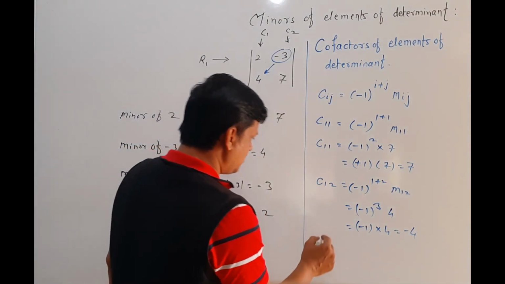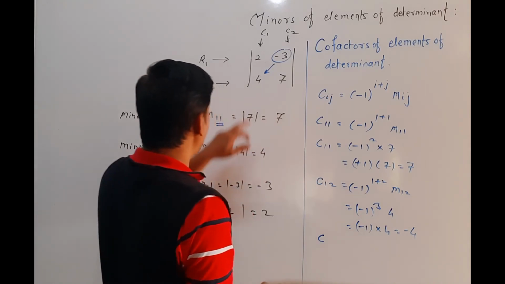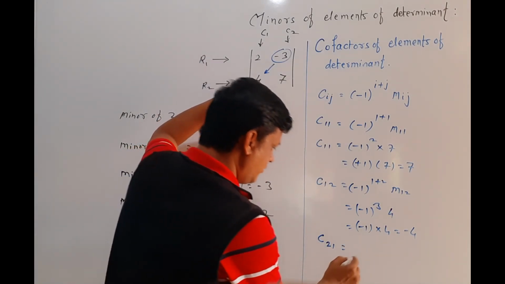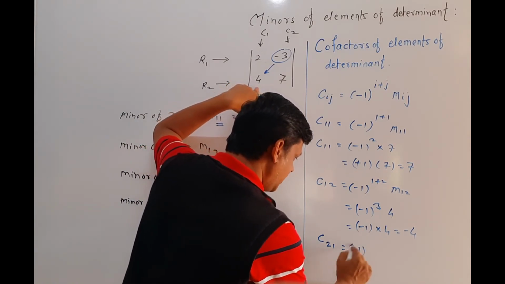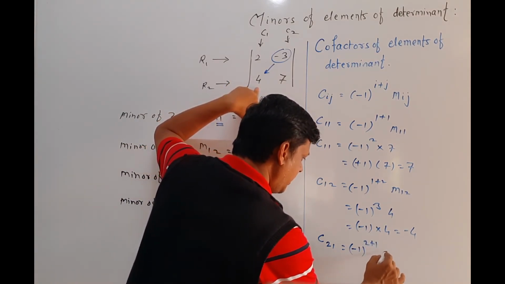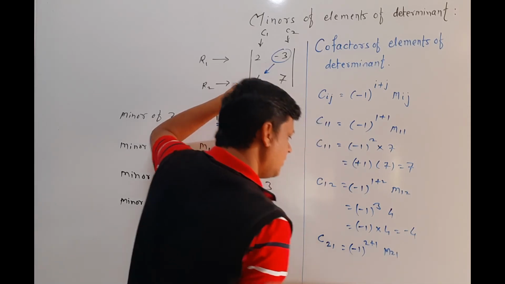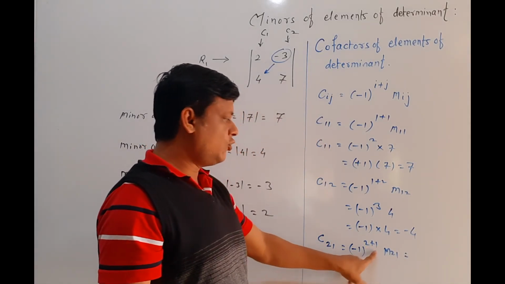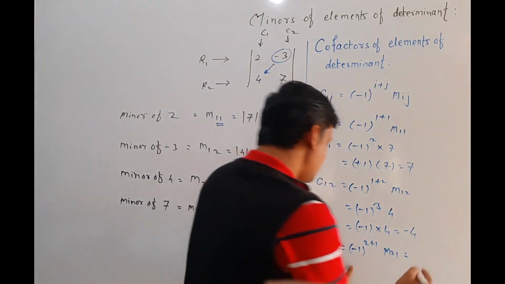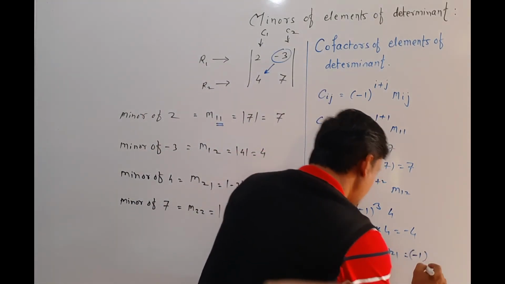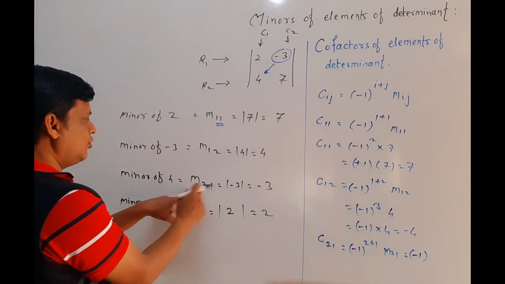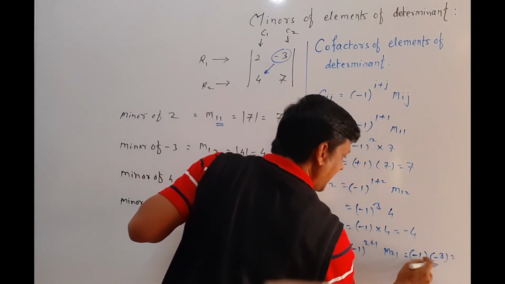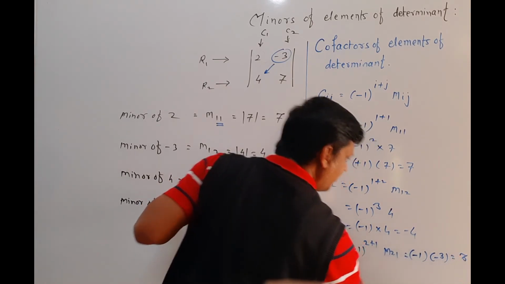Now see the next, C21 is equal to, we write -1 raised to the power 2 plus 1 into M21. Now we write the value directly here. -1 raised to the power 2 plus 1 is 3, that is odd. So we write -1. M21 is -3. So minus minus gives plus, so we get plus 3.